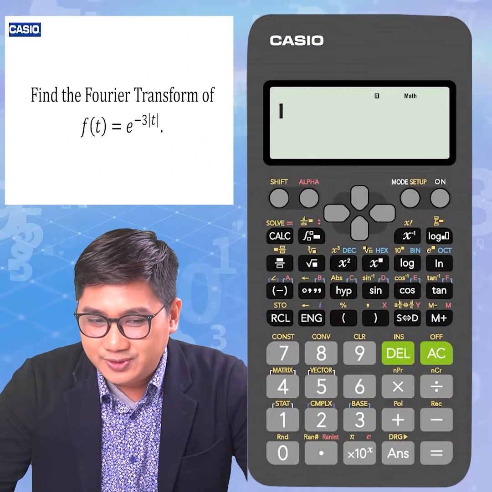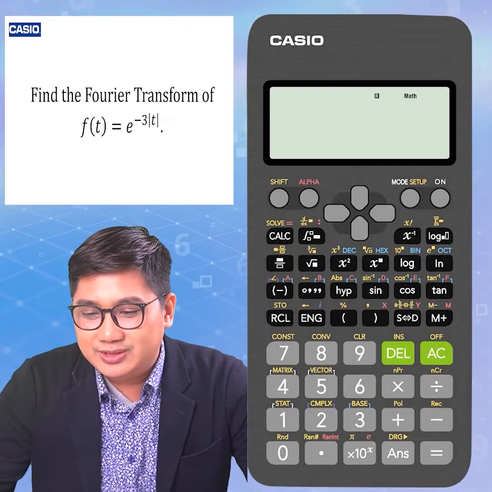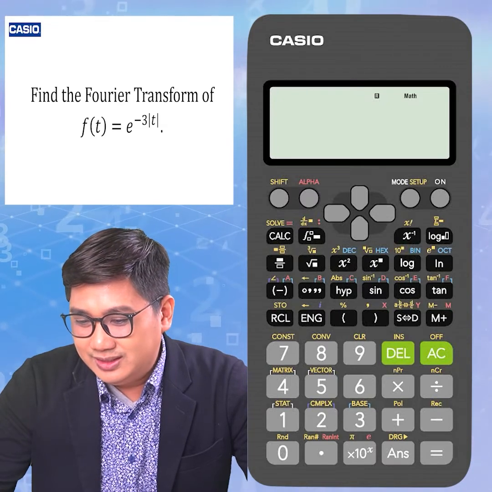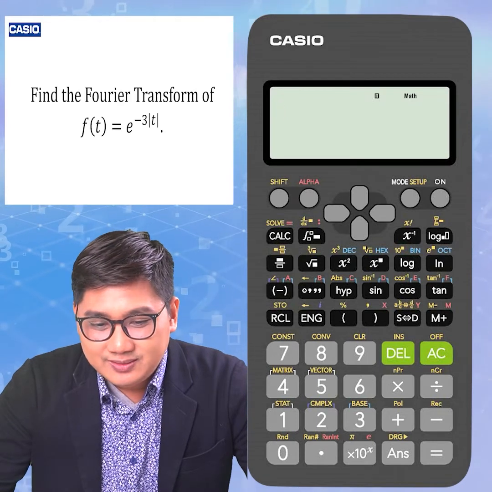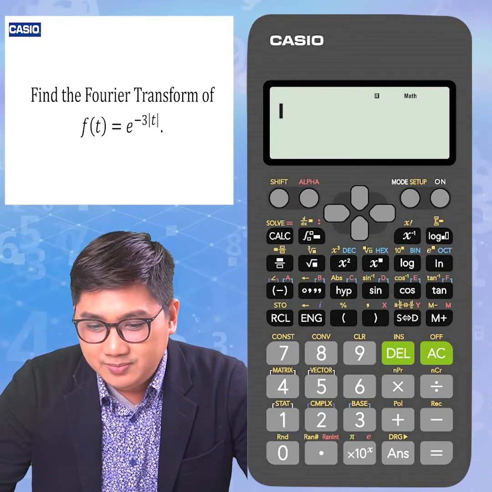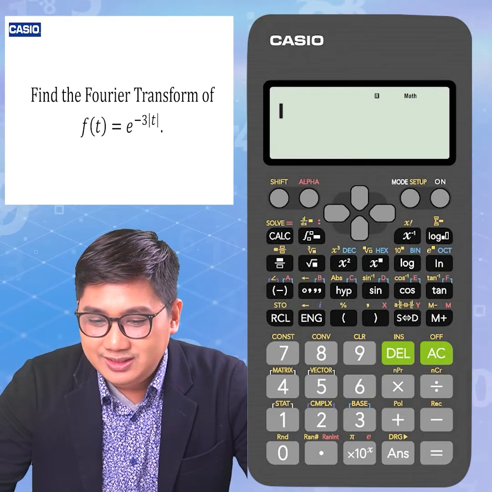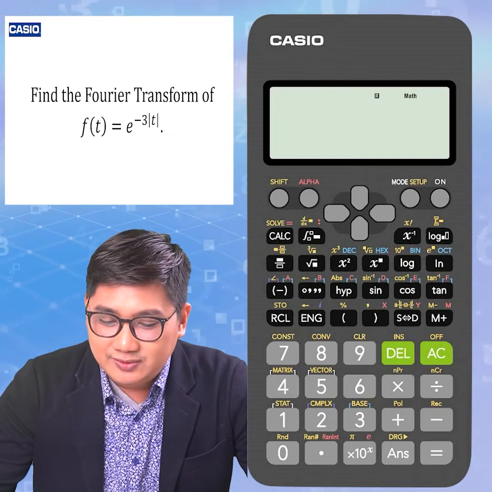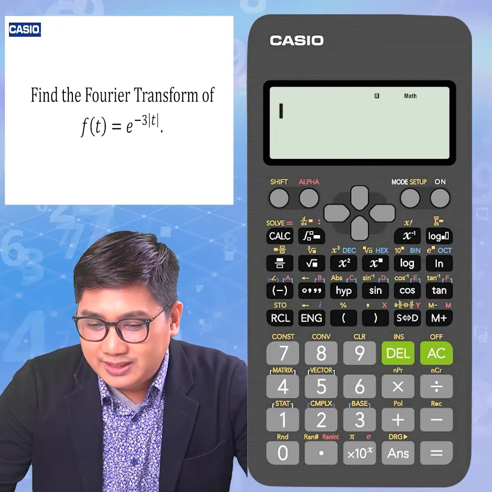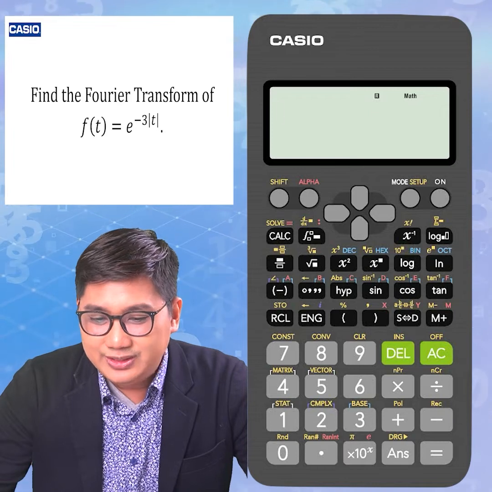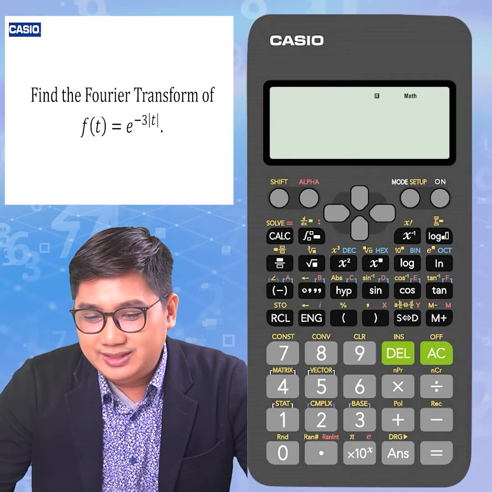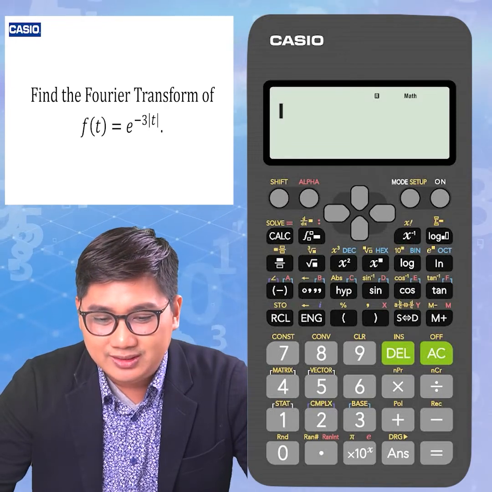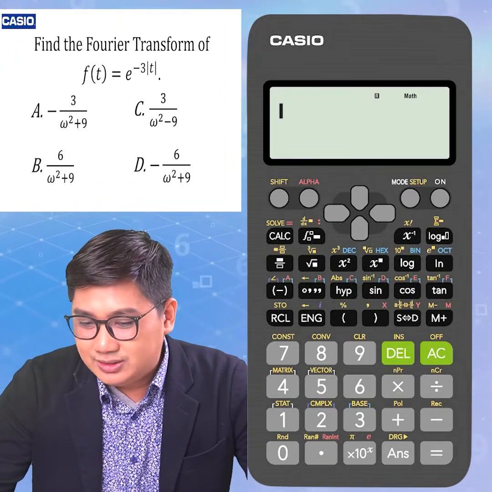Find the Fourier transform of the given function of time, f(t) equals e raised to negative 3 absolute value of t. Fourier transform is defined as F of omega equals the function of time multiplied by e raised to negative i omega t, dt, with the limits of negative infinity to positive infinity, or the integral of this product. The expression e raised to negative i omega t is what you call the kernel function. Let's take a look at the choices given.